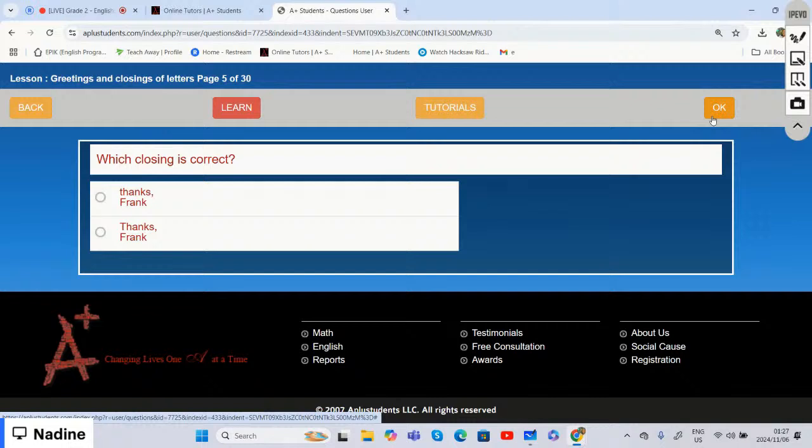We now need to say which closing is correct. The closing. Is it option one, "thanks, Frank," or is it option two, "Thanks," with a capital letter, "Frank"? We need to say which one is correct.